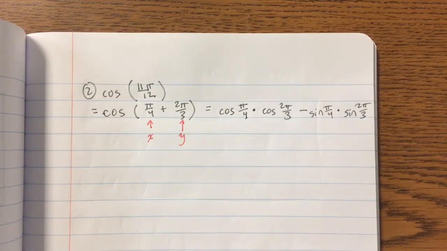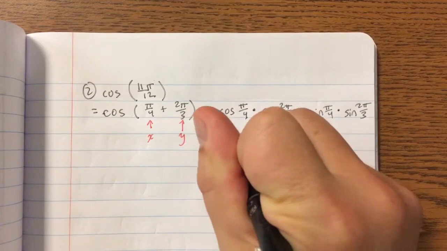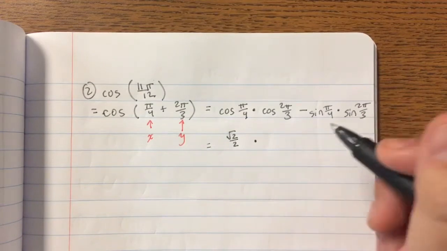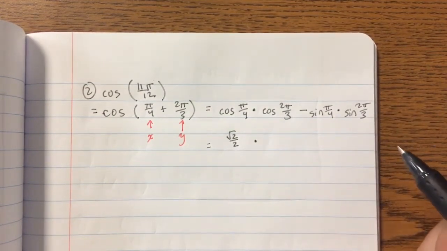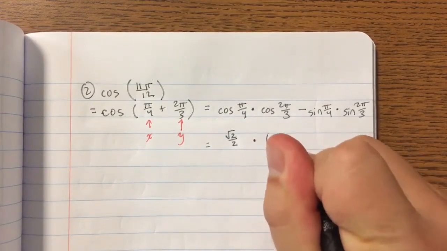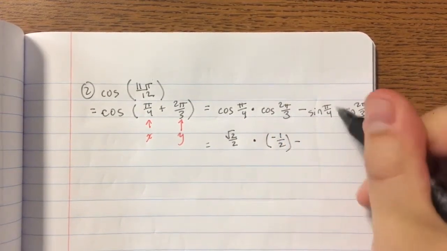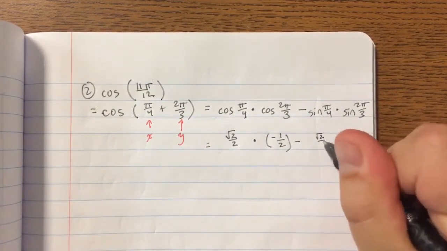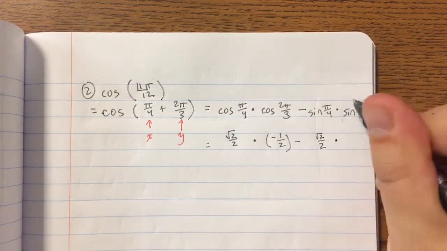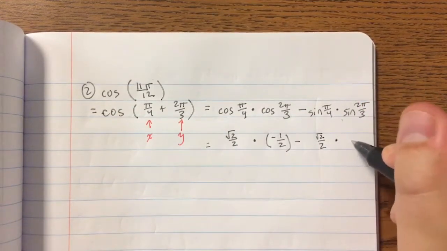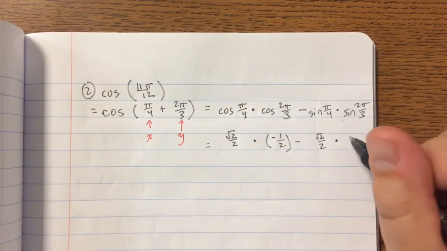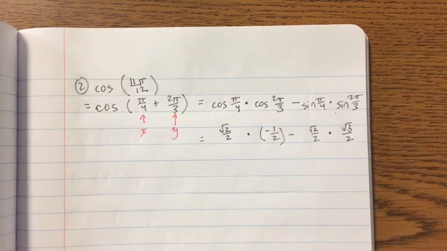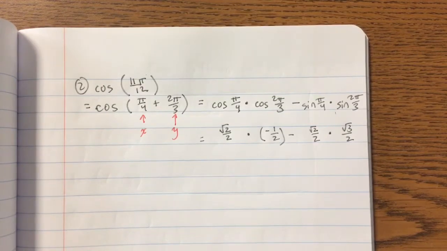All right, what is cosine of pi over 4? That's root 2 over 2. Cosine of 2 pi over 3 is negative 1/2. Sine of pi over 4, root 2 over 2. And sine of 2 pi over 3, root 3 over 2. All right, y'all following along okay?